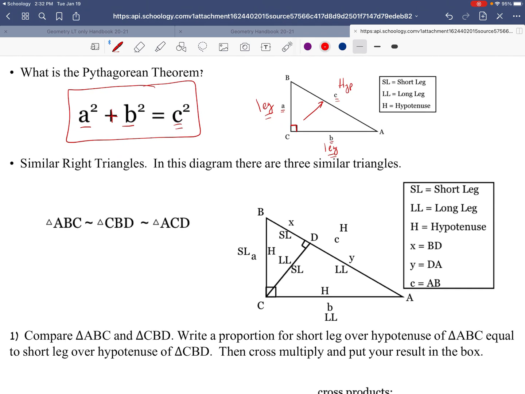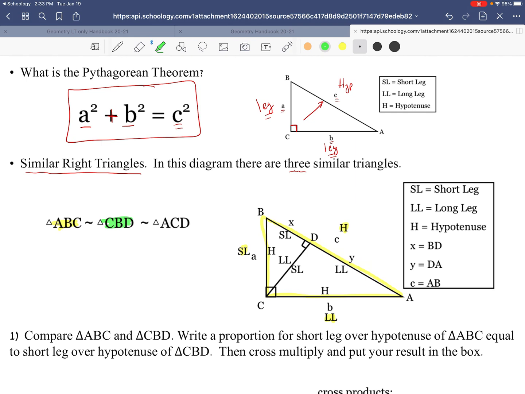And what we're going to do now is look at similar right triangles. In this diagram, there are three similar triangles. ABC, let's highlight triangle ABC. ABC is this large triangle. With the large triangle ABC, we have the hypotenuse, the short leg, and the long leg. The legs are the two sides that form the 90-degree angle; one is going to be short, one is going to be long. So that's our first triangle.